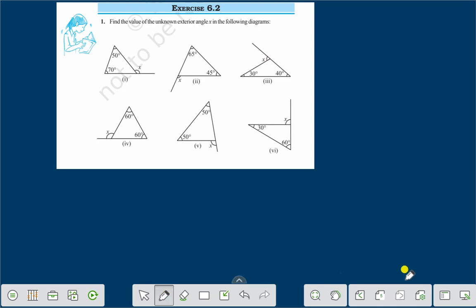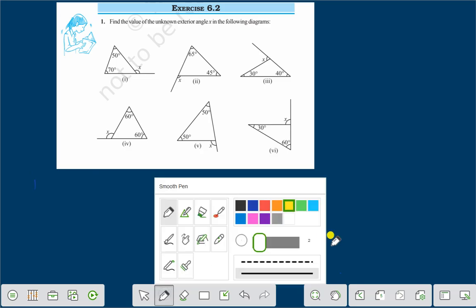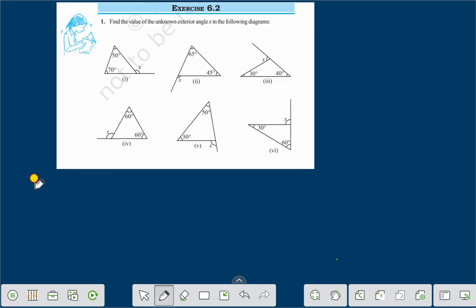Right? Before that, we'll learn the property of the triangle. Here you see exterior, exterior, the exterior angle property of a triangle.